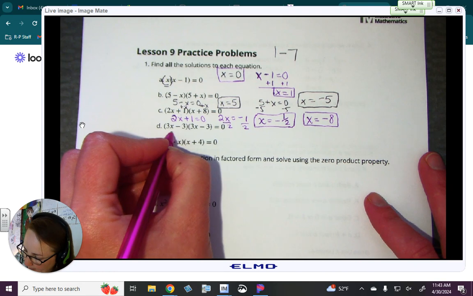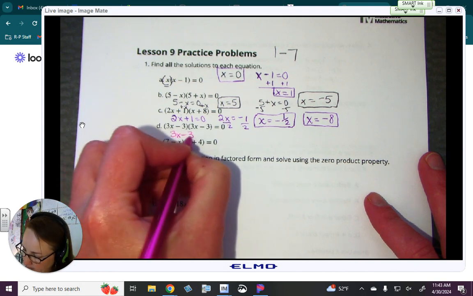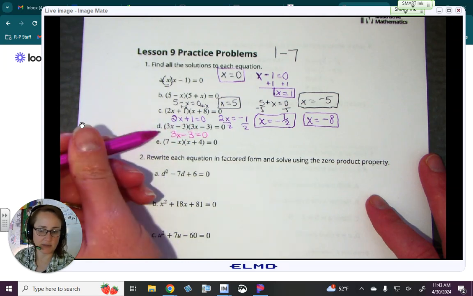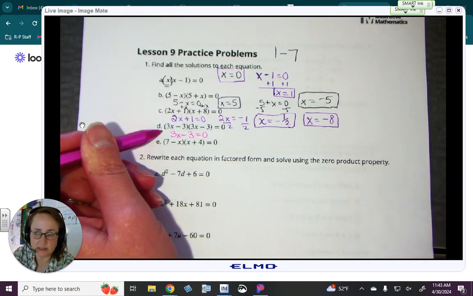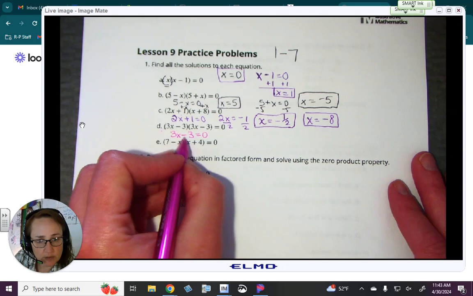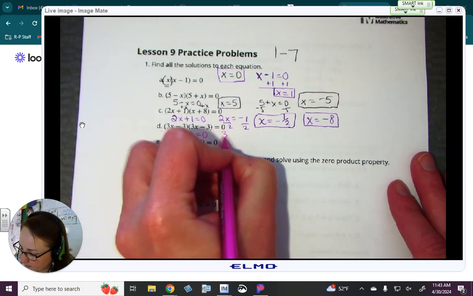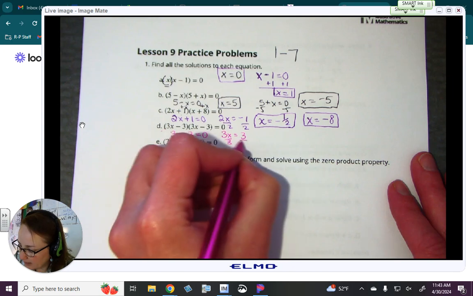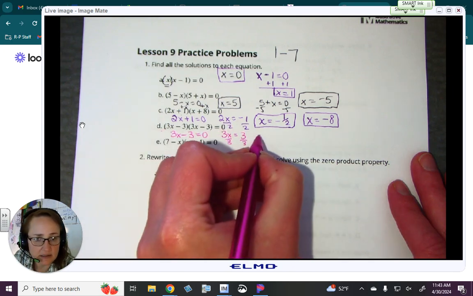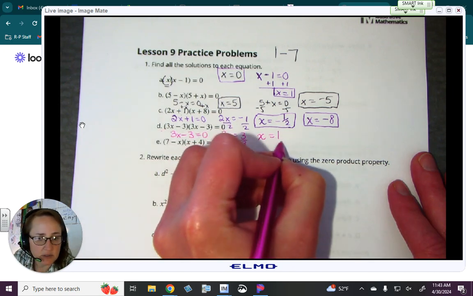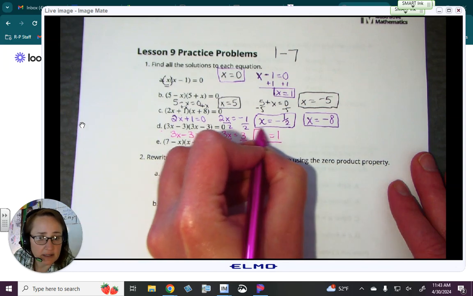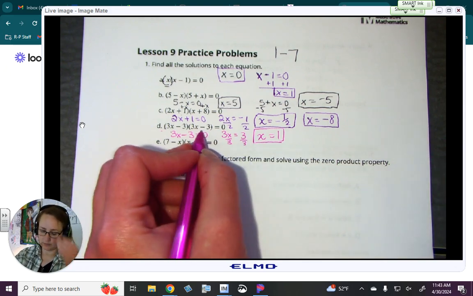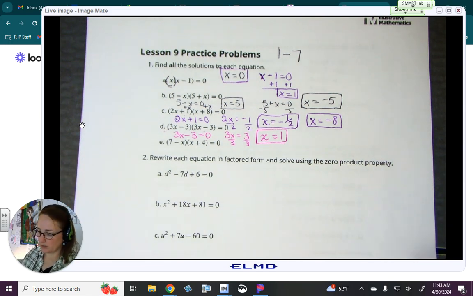Part D. 3x minus 3 equals 0. I see I have the same factor twice, so I'm not going to solve it twice. I'm just going to solve it once. I'm going to add 3 to both sides. 3x equals 3, and then I need to divide by 3 on both sides to get x all by itself. x would equal 1, and that's our only answer. It just happens 2 times.